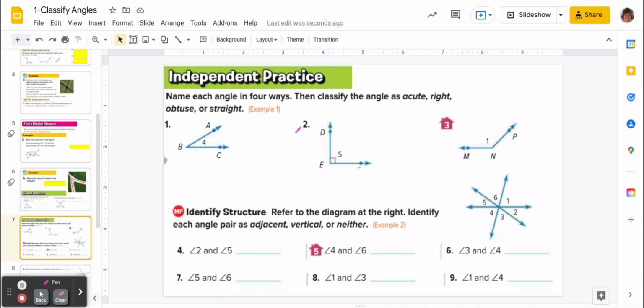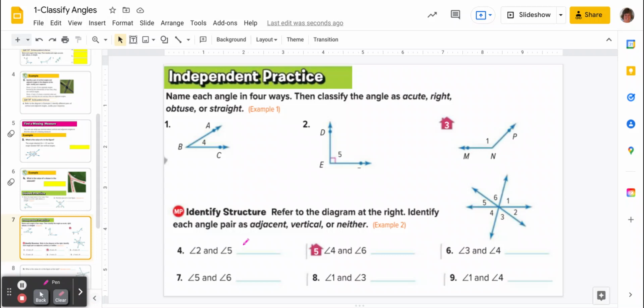All right, here we go. Angle 4 ways. This is angle ABC, angle CBA, angle B, and angle 4. It is an acute angle. Number 2, it is angle DEF. Supposed to be an F there. Angle FED. It is angle E or angle 5, and it is a right angle. Problem number 3, I have angle MNP, angle PNM, angle N or angle 1, and it is an obtuse angle.